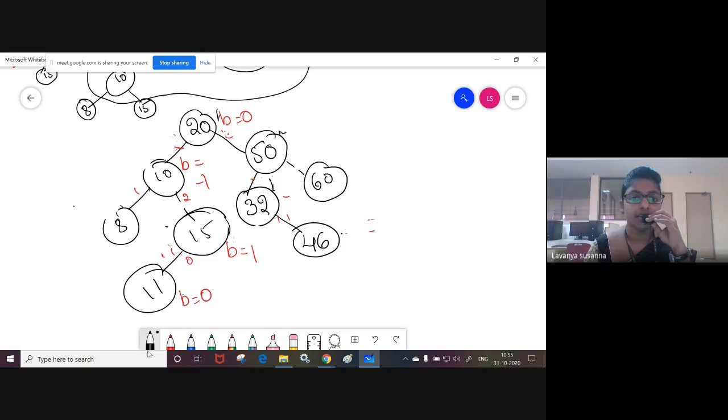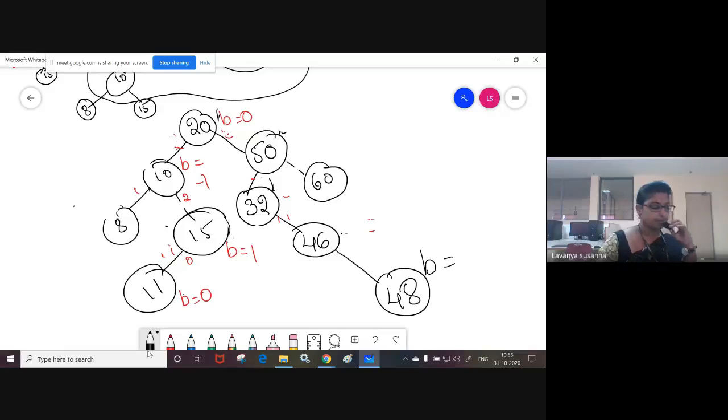Compare 48 with 32. 48 is greater than 32, which means you need to come to the right subtree. There is element 46. Compare 48 with 46. 48 is greater, so 48 must be inserted as the right child. Okay, again find out the balancing factor, students. Here at 32 the balancing factor will be 2.